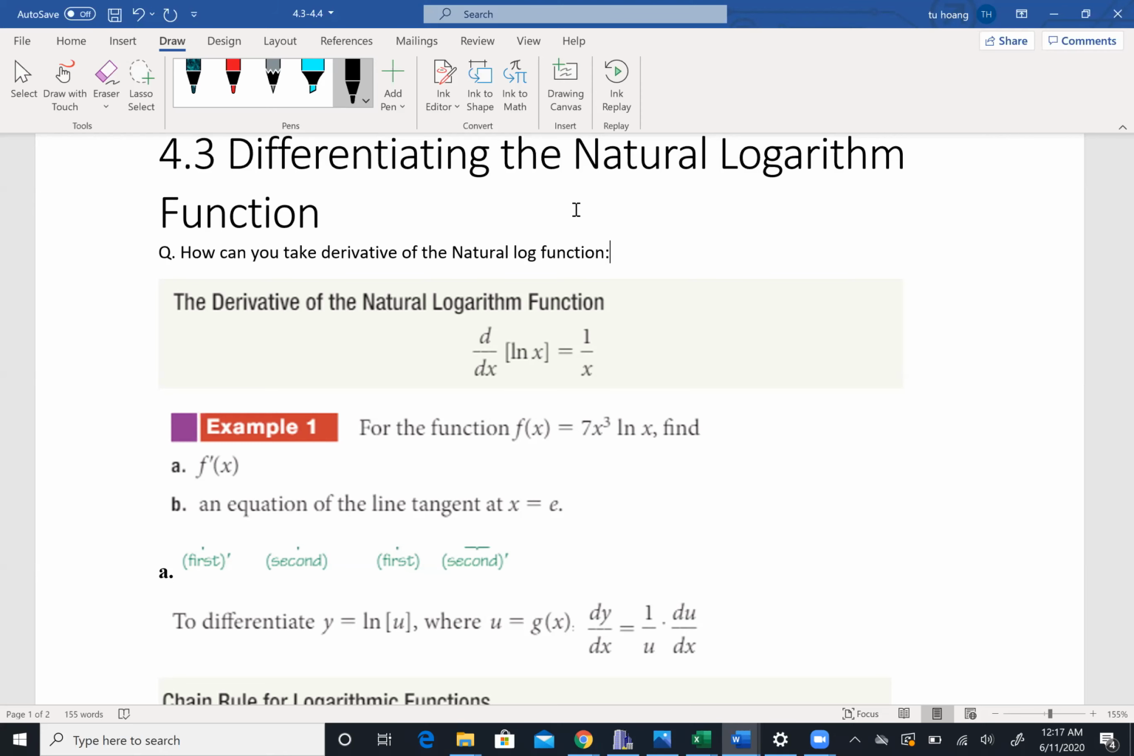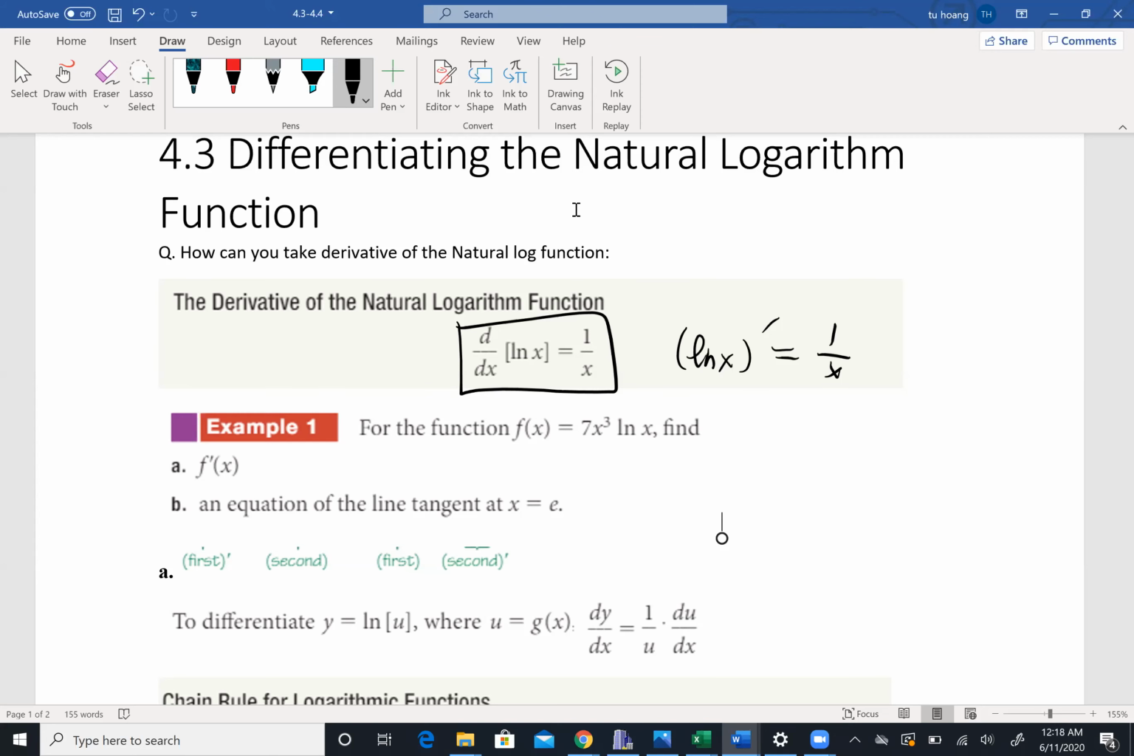So we will apply the rule: the derivative of the natural log function will be equal to 1 over x. So you take ln x, the derivative will be equal to 1 over x. That is the rule, and you have to always do that. Now, let's do some examples by applying this rule.